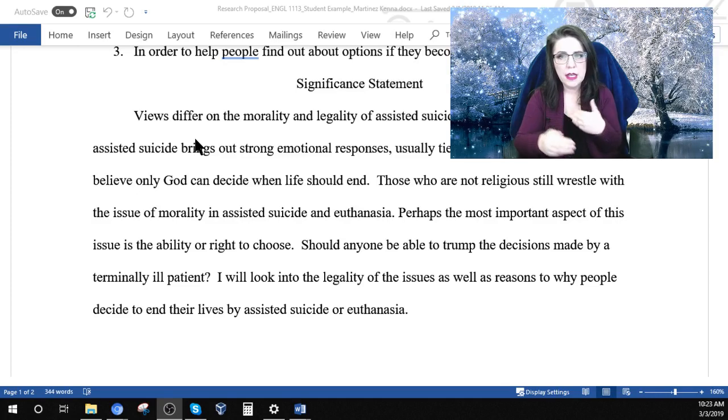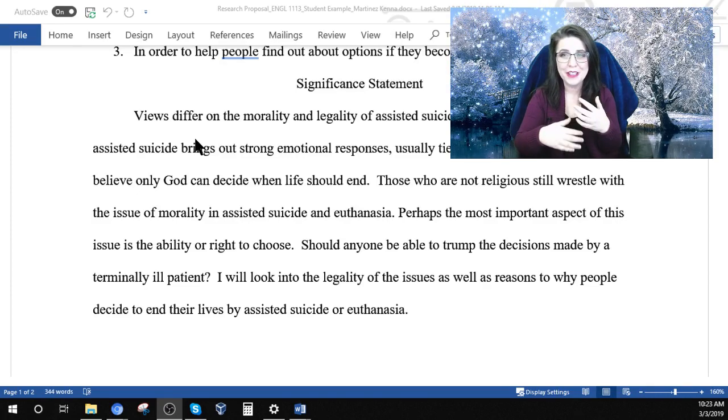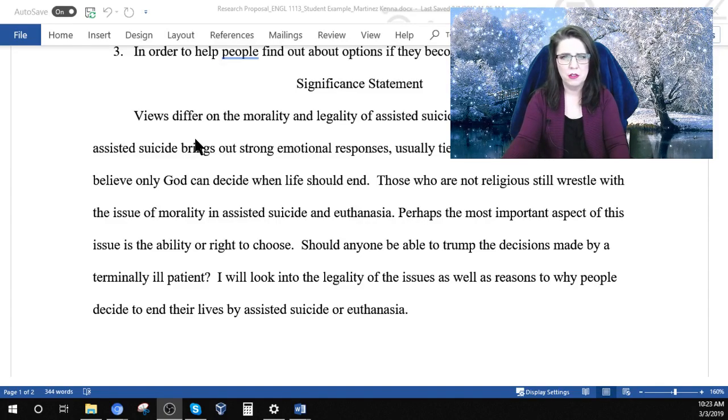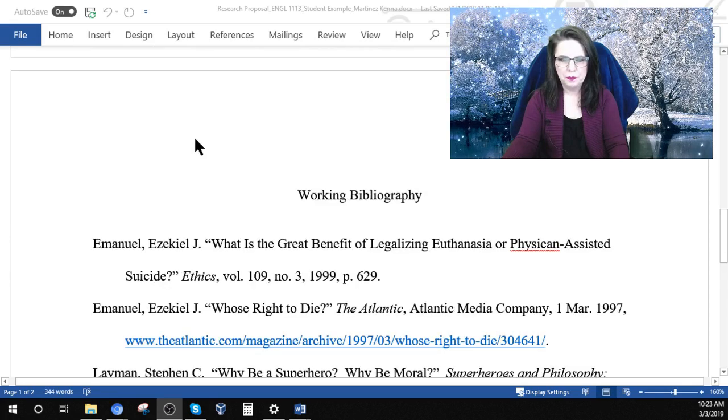So you can see how this research process progresses over time. Both of these ladies did a tremendous job. So now let's look at her working bibliography.